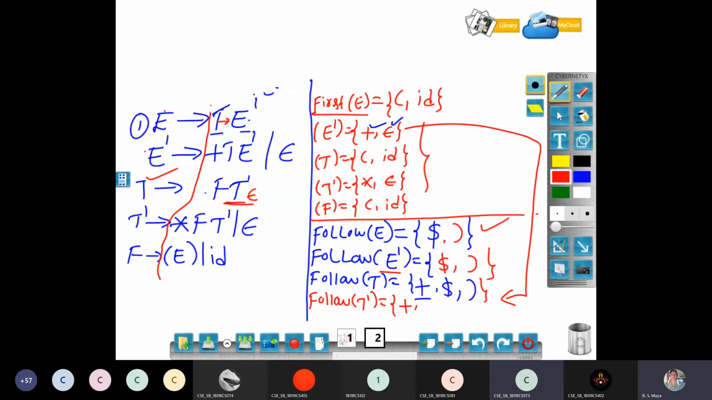Should I go to first or follow? Follow set of T dash you are computing. Follow set of T dash is epsilon. Because of epsilon, I am going to follow set of T. Okay, follow set of T. What is the follow set of T? Plus, dollar, close parenthesis. Can we add anything else?